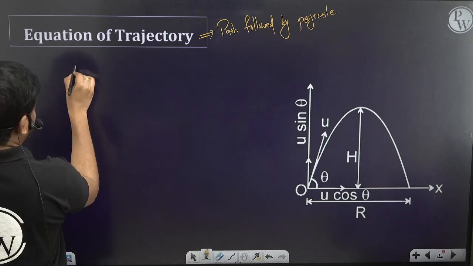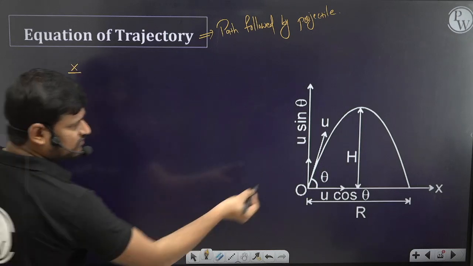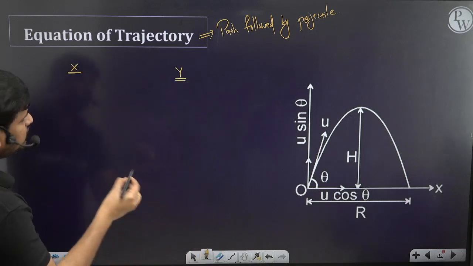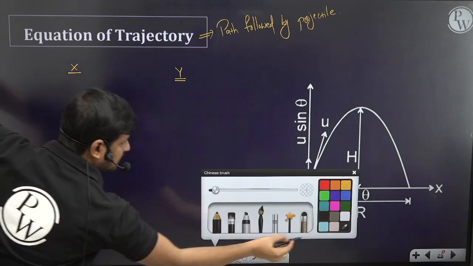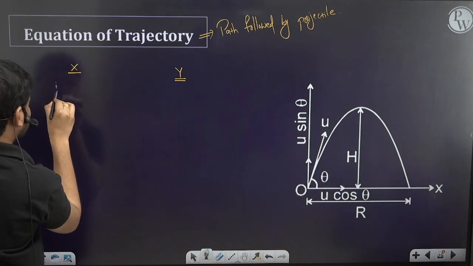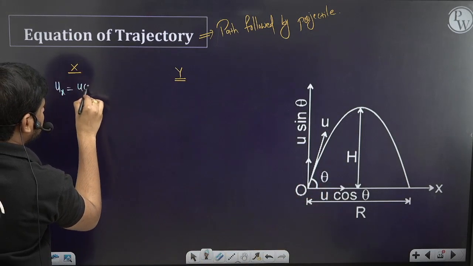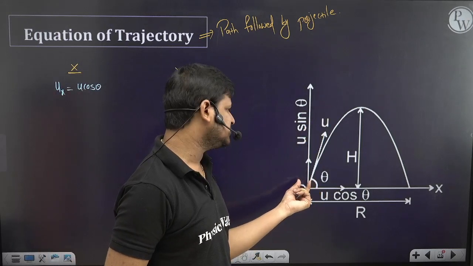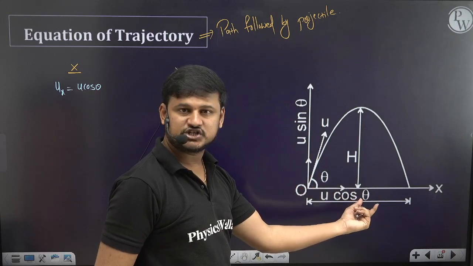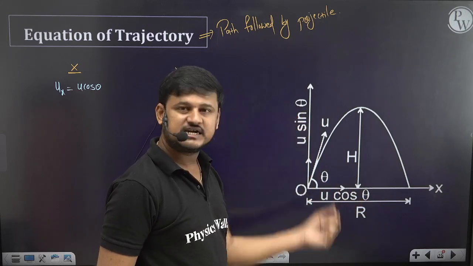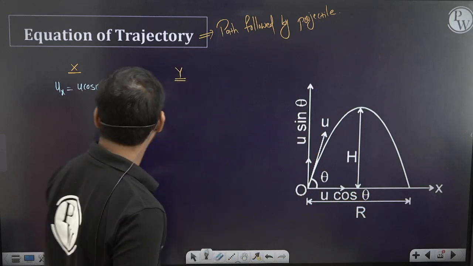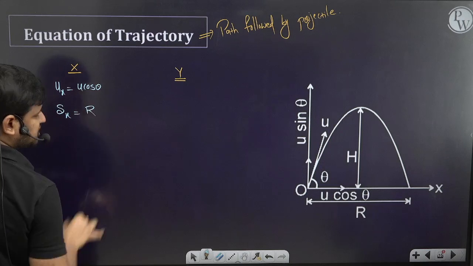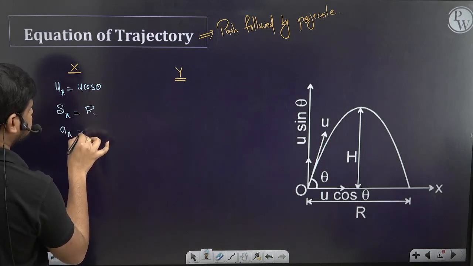See here. I am considering the x direction motion of the body and the y direction motion of the body. So let the initial velocity be u cos theta, because the body is thrown with some velocity u at an angle theta with respect to the horizontal. So u cos theta is the horizontal component of velocity, u sin theta is the vertical component of velocity, right? The distance covered in the x direction is going to be the range. The acceleration in the x direction is going to be 0.